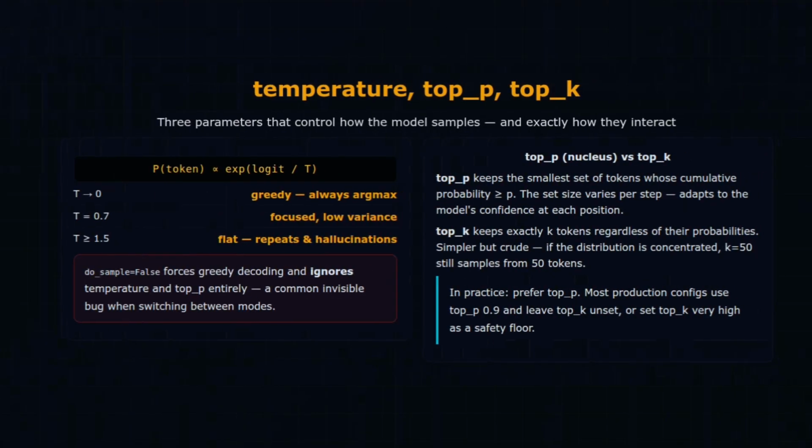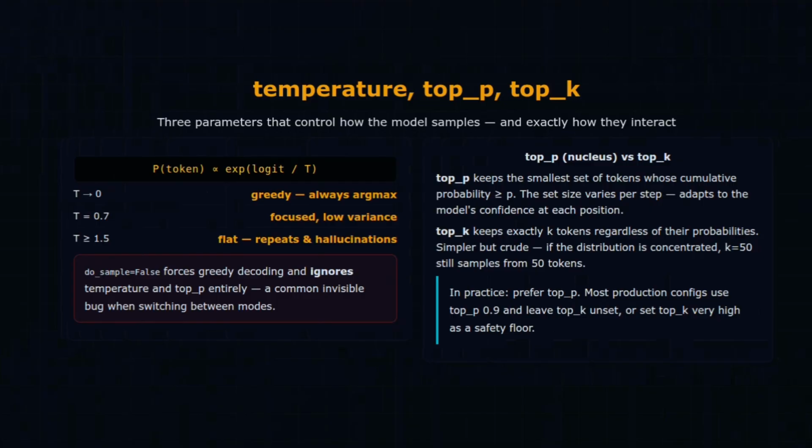Three parameters all touch the same stage of decoding: how you sample from the probability distribution for the next token. Temperature divides every logit by T before softmax. Small T sharpens the distribution. The model becomes more deterministic and conservative. Large T flattens it. The model draws from a wider range of tokens, which increases creativity and variance, but also hallucinations. Temperature near 0 is greedy. Temperature of 0.7 is a common starting point for task-focused generation.